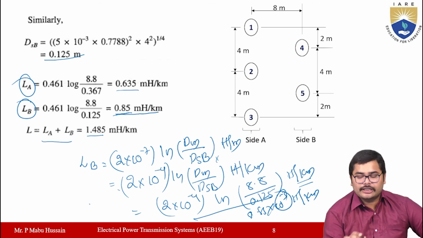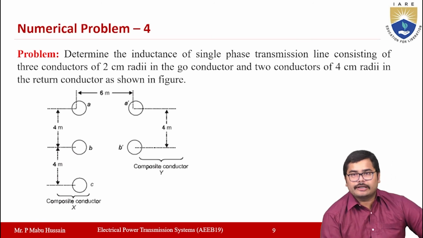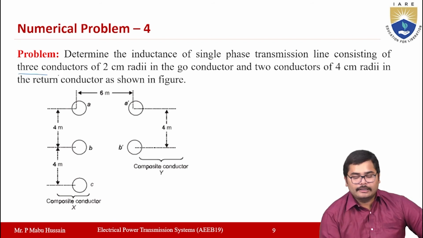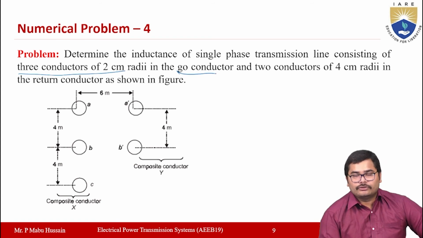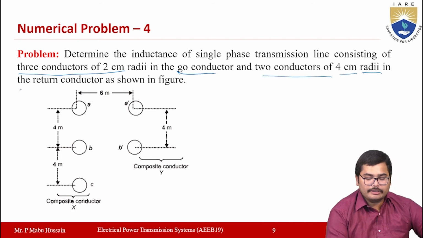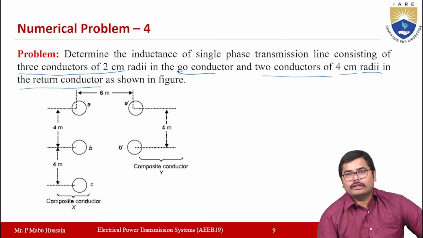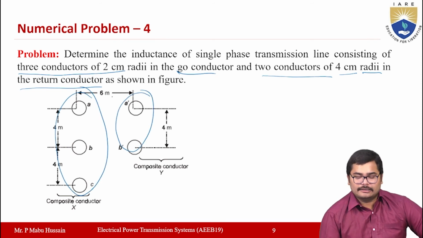Determine the inductance of a single phase transmission line consisting of 3 conductors having 2 centimeter radii in the go conductor, in the sense the forward conductor, and 2 conductors of 4 centimeter radii in the return conductor, in the sense the return path. So on one side you have 3 conductors, on the other side you have 2 conductors. This problem is similar to the previous problem 3, so you can determine the inductance for this transmission line system in the similar way.